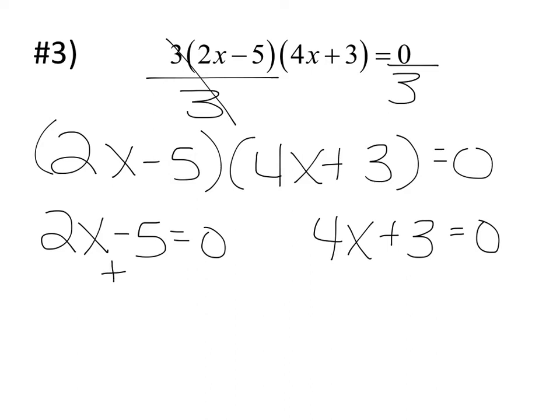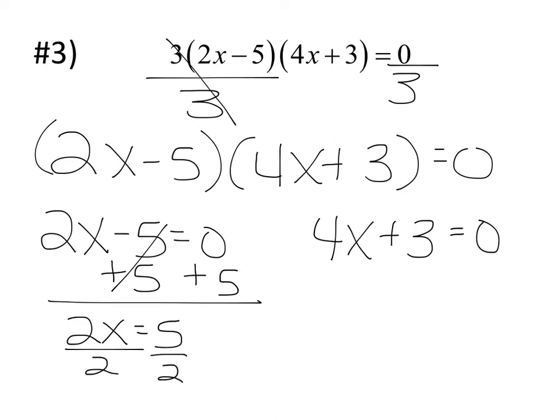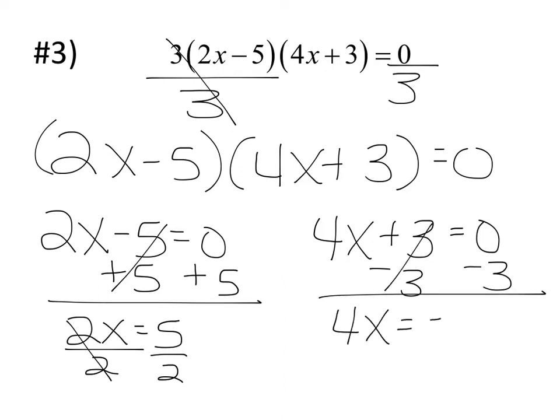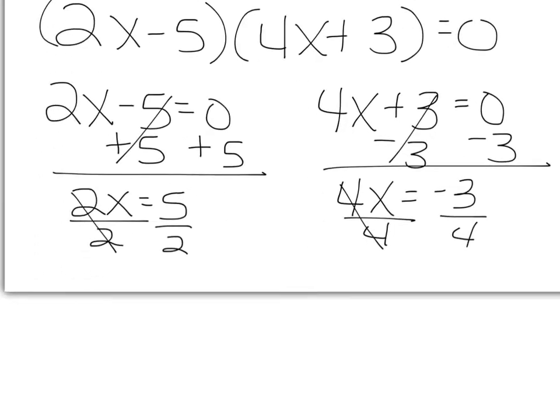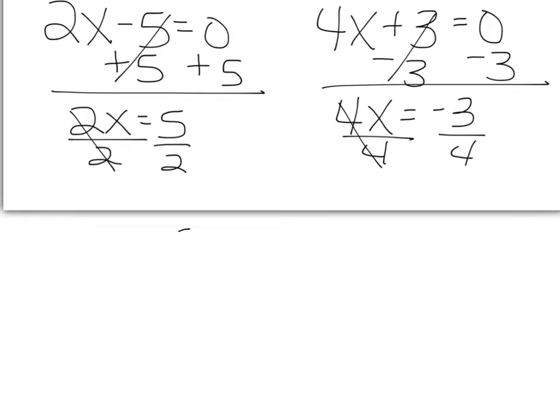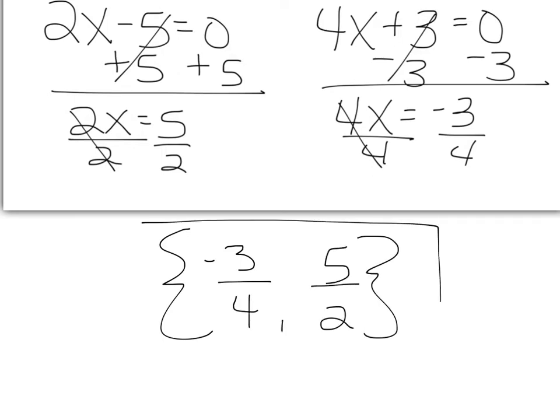Okay, so you're going to add 5 to both sides. Then divide by 2. So you get 5 halves, and then over here you're going to subtract 3 from both sides. Then divide by 4. So your solution set is negative 3/4 and 5 halves. Always plug them back in to make sure that they're correct.